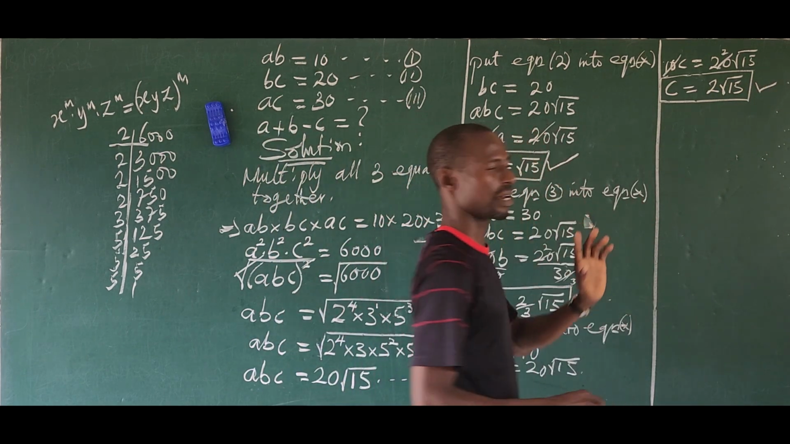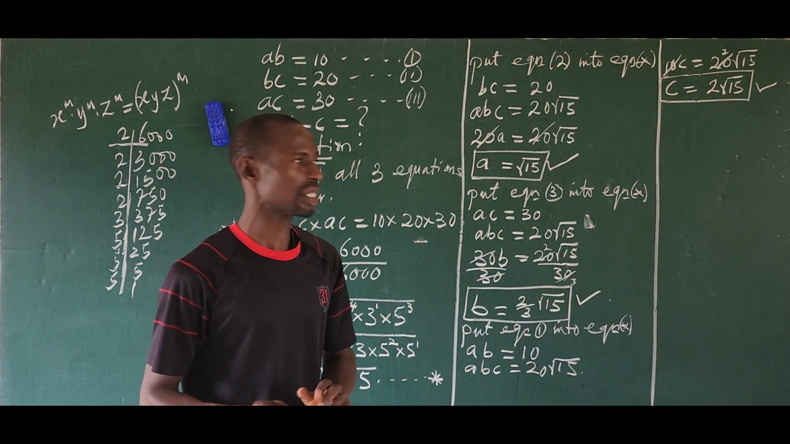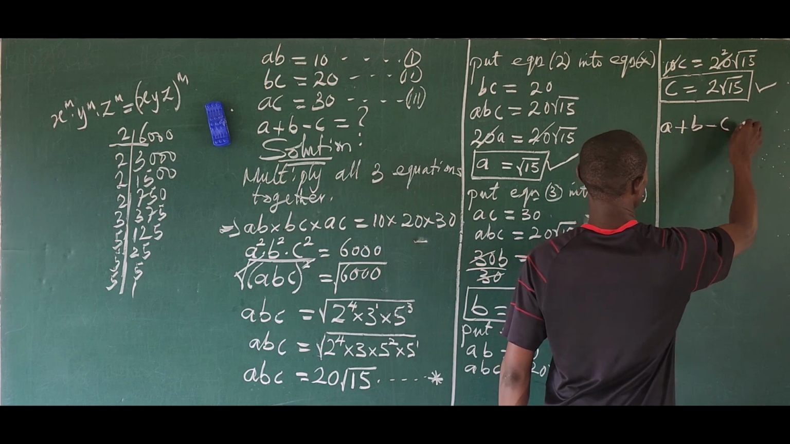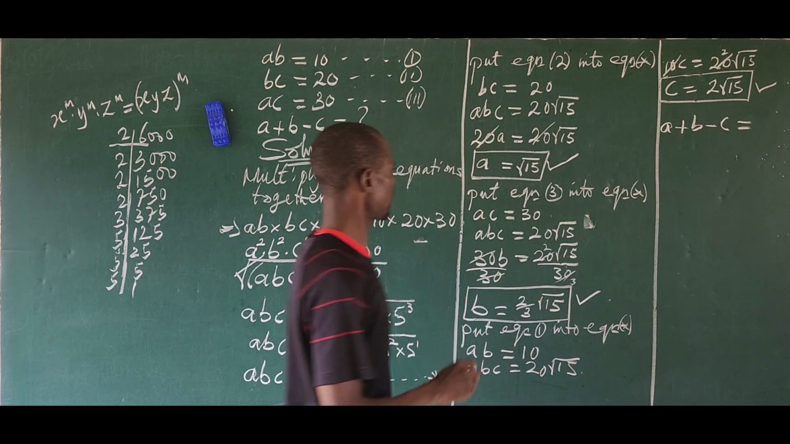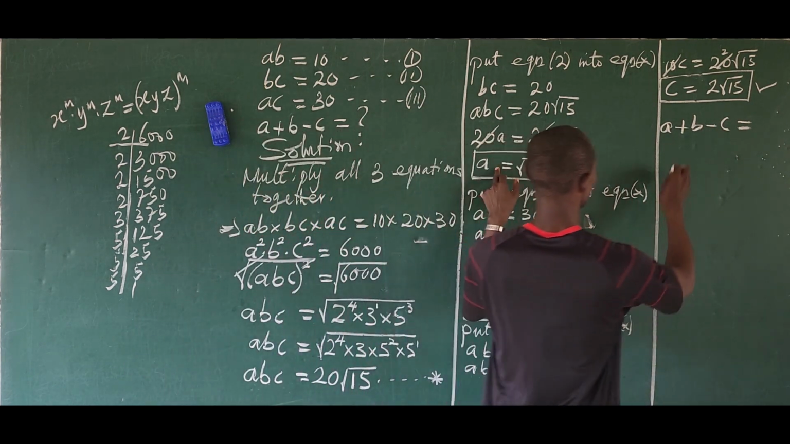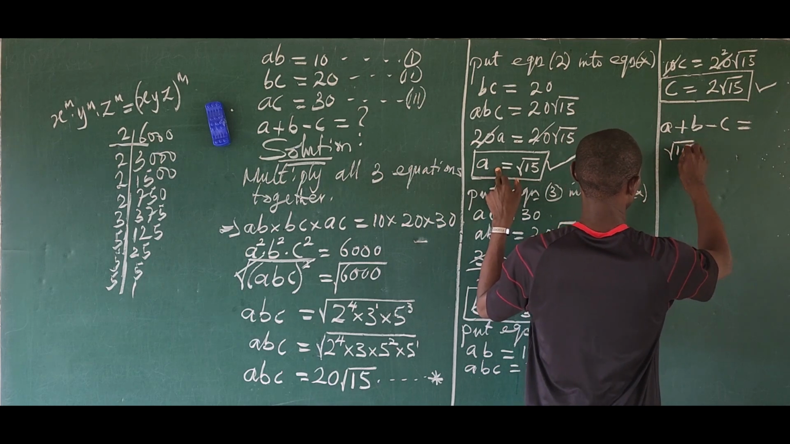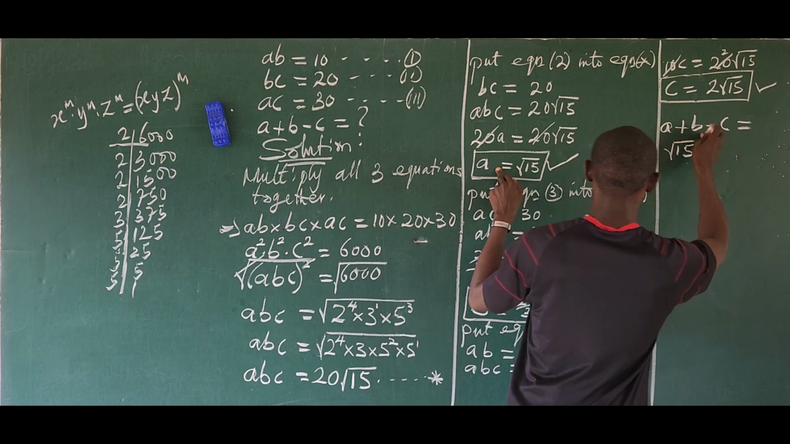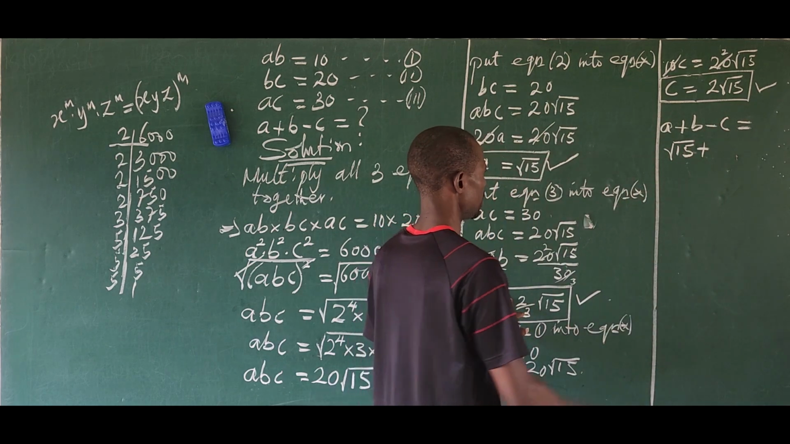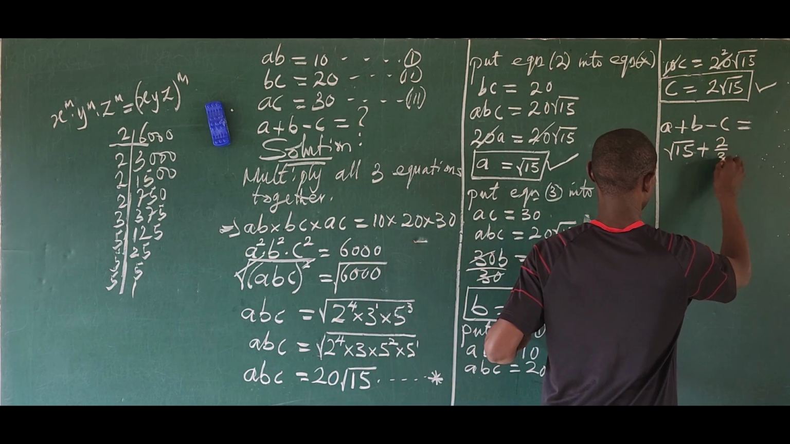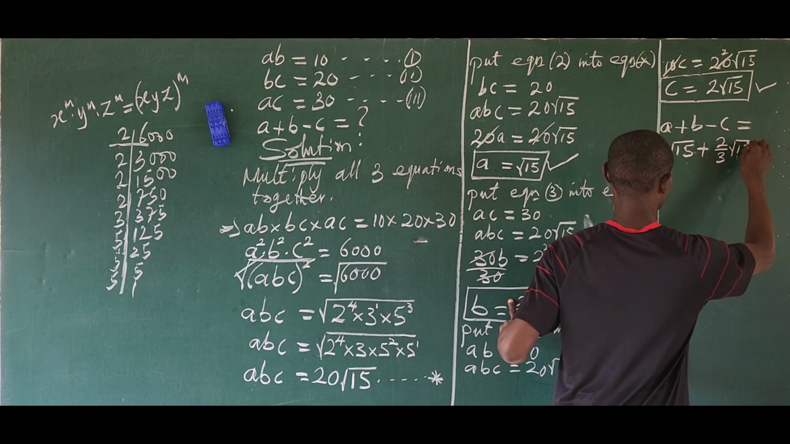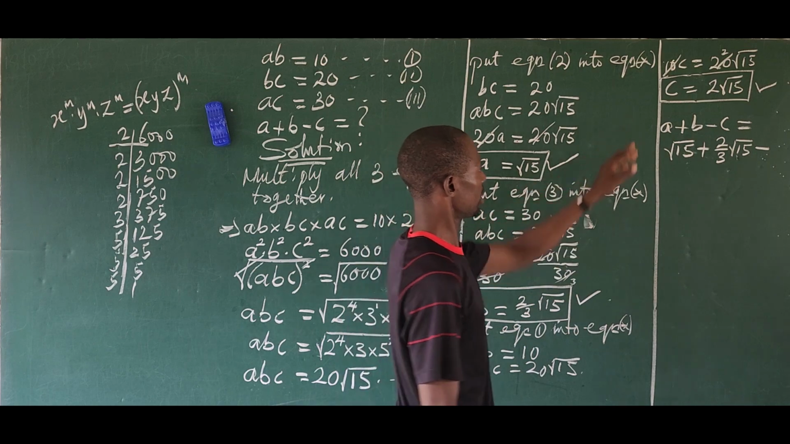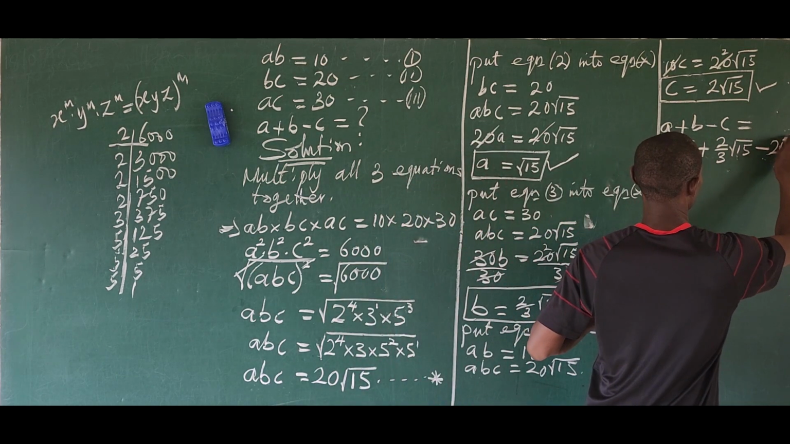But here we are asked to evaluate A plus B minus C. So therefore our A plus B minus C will now be equal to, what is our A we solved for? We have root 15. Then plus our B. What is our B? Our B is 2 all over 3 root 15. Then minus, what is our C? Our C is 2 root 15.